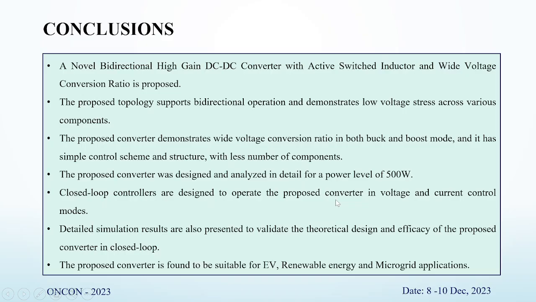This is the conclusion. A bidirectional high gain DC-DC converter is proposed, which is suitable for charging and discharging the battery. The proposed converter supports bidirectional operation and demonstrates low voltage stage components. It demonstrates a wide voltage conversion ratio for both bucking as well as boosting mode. It was designed and analyzed for a power level of 500 watt. Closed loop controllers are designed to operate the proposed converter in voltage and current control mode.